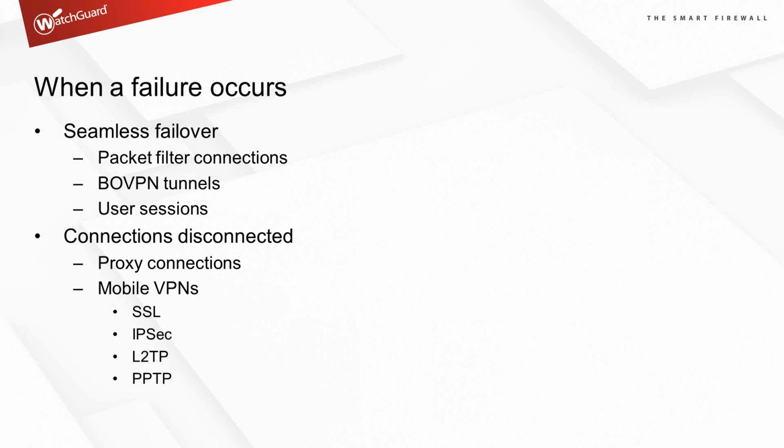So when a failure occurs, when we fail these boxes over, you're going to have a seamless failover on anybody that's using a packet filter rule to get out to the internet. Your branch office tunnels are going to fail over. Your users, if they've authenticated to the firewall for internet access, those are going to fail over seamlessly. If you are running proxy rules on the firewall, and I hope most of you are to give you the added benefit of the security services, your users will see a slight disruption in their proxies. They'll have to reset the connection.